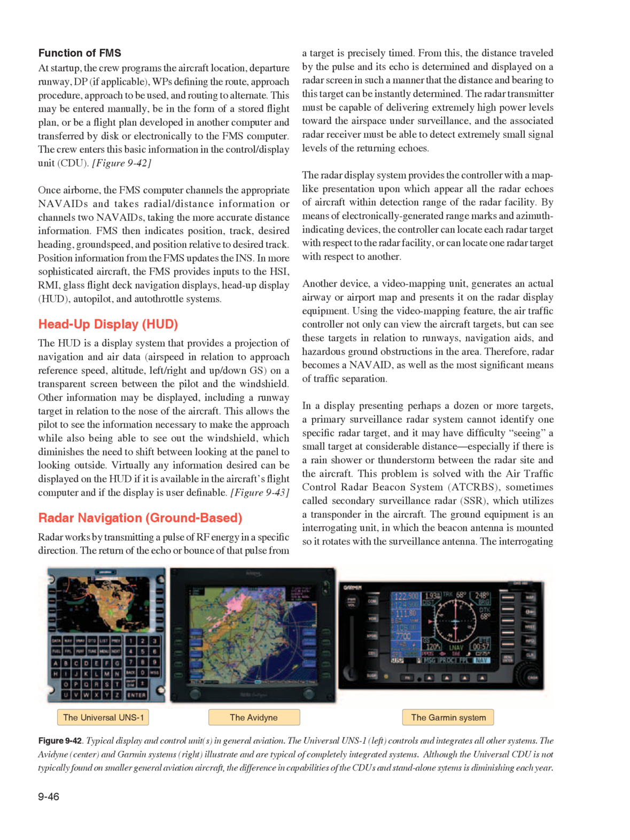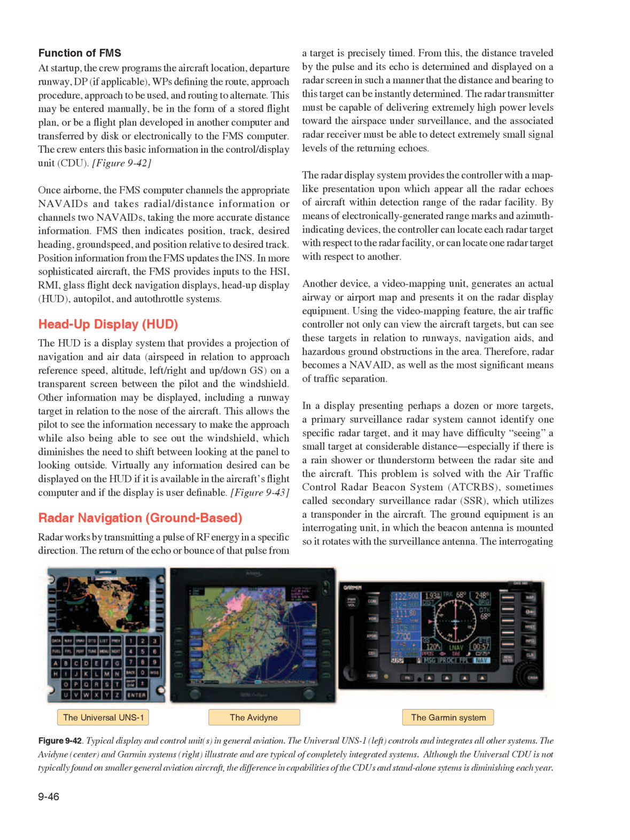Figure 943: radar navigation. Ground-based radar works by transmitting a pulse of RF energy in a specific direction. The return of the echo or bounce of that pulse from a target is precisely timed. From this, the distance traveled by the pulse and its echo is determined and displayed on a radar screen in such a manner that the distance and bearing to this target can be instantly determined.